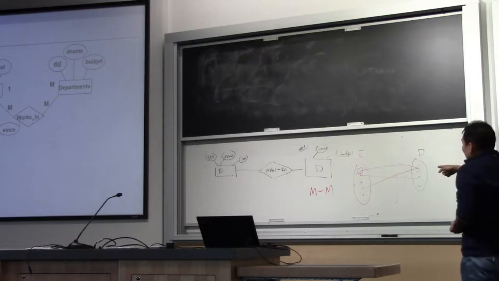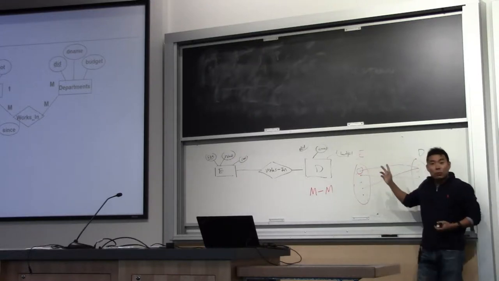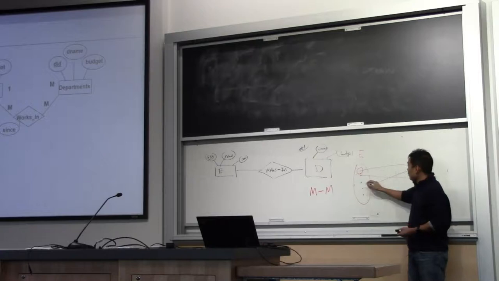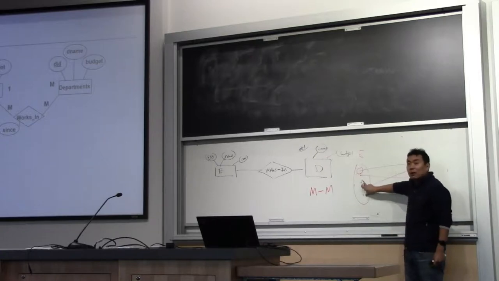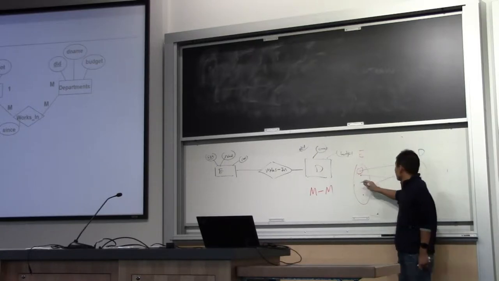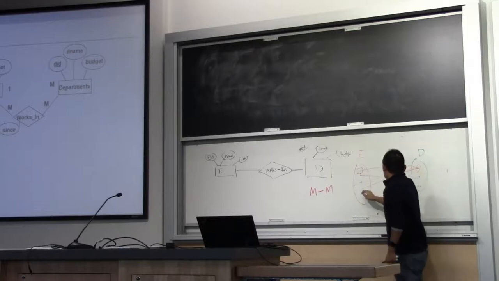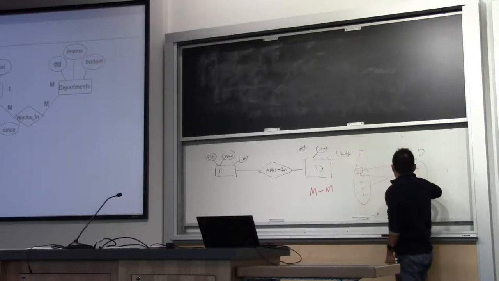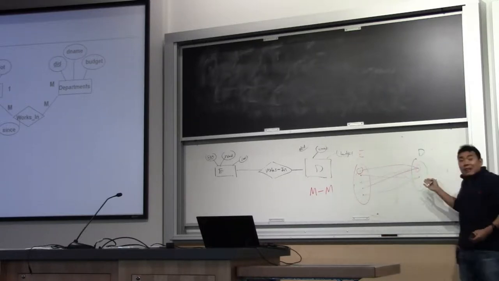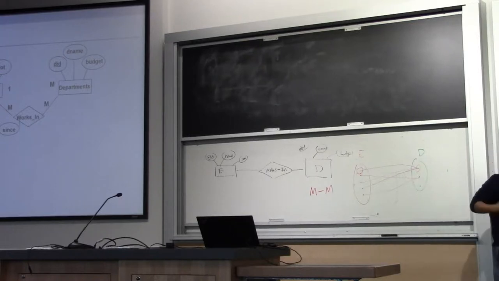What that means is this is no longer a valid instance anymore. These employees need to select a department to work for. They can work for that or they can work for this. But since I said nothing about whether a department must have an employee working for that department, this is okay. But let me complicate the problem even further.